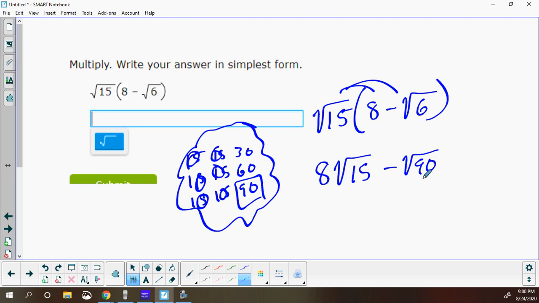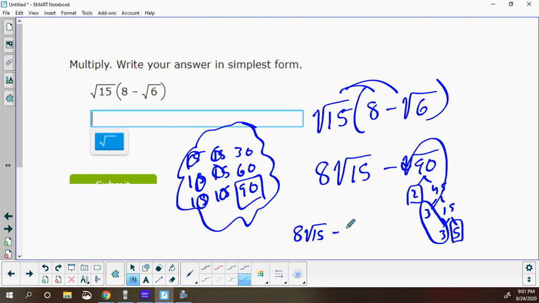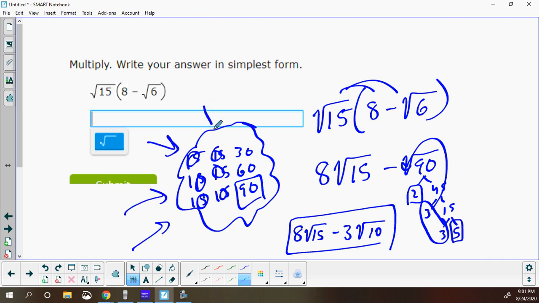So, with that being in mind, 2, 45, 3, 15, 3, 5. Pair of 3s will move out. 2 and 5 stay back, and that will make a 10, because 2 times 5 is 10. Final answer, 8 root 15 minus 3 will move out. So 3 root, we just said 2 times 5 is 10. Not like terms, it's as simplified as it gets. Again, side bubble thinking about how to multiply 15 times 6.